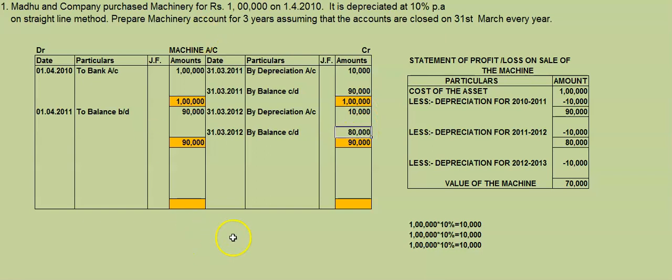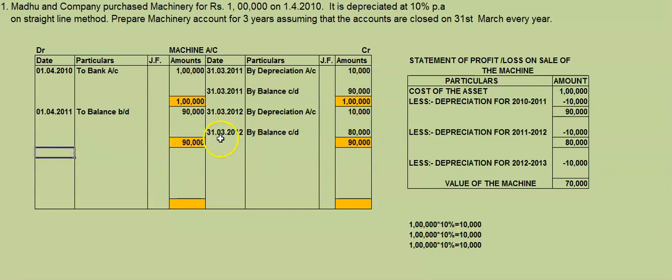80,000. So this is the second year. Now after using the asset for 2 years, the value of the machine has decreased from 1 lakh to how much now? From 1 lakh, it is now 80,000. So this is the closing value after the second year. What is the third year now?